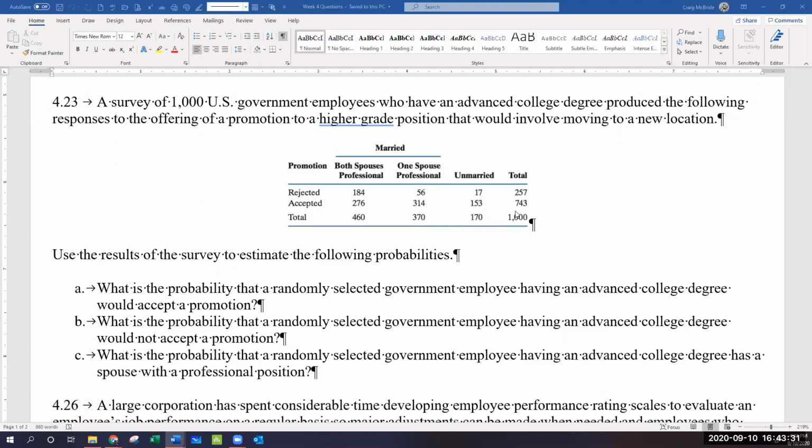Yeah, the problem is that when you have English sentences, it's really easy to misunderstand or misinterpret what the question is actually stating. Okay, that's easier. So B will be 257 over 1,000 then. Exactly. Yeah. And the C is going to be 370 over 1,000, correct? No. Randomly selected government person with a minimum college degree has a spouse with a profession. Okay. I put the 370 on C.